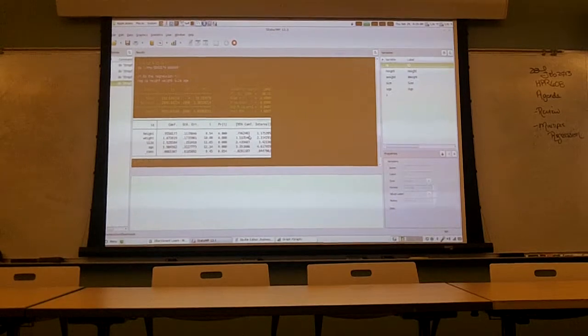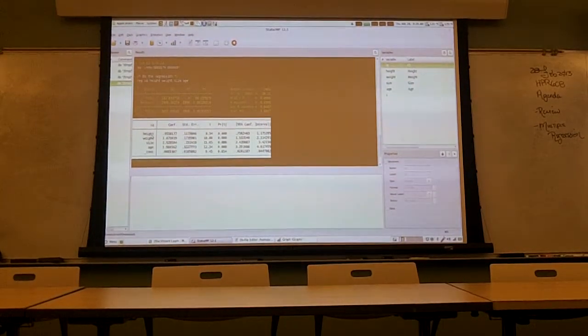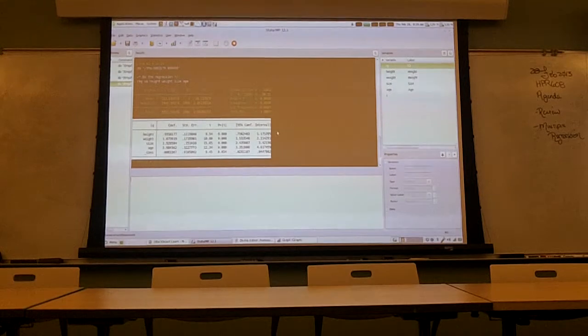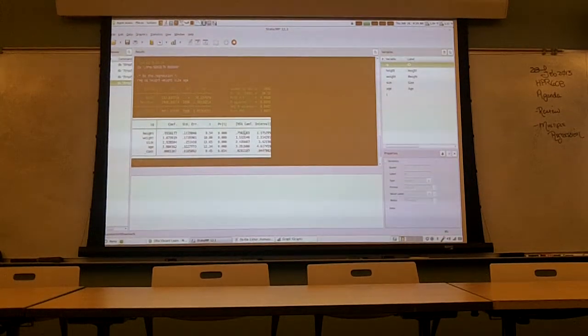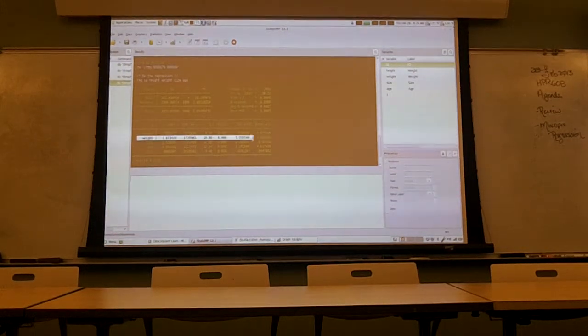So here I like to talk about these things as our set of plausible values. A good way to interpret this might be, our best guess as to the effect of height on IQ, holding these things constant, is about 0.96. Could be as low as 0.74. Could be as high as 1.2. So we're giving ourselves boundaries. Make sense?